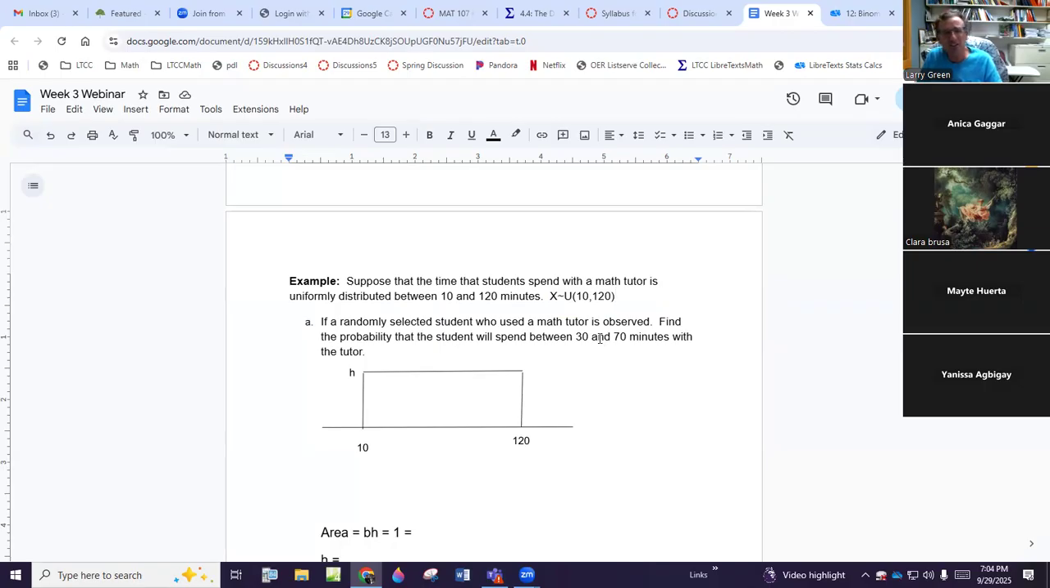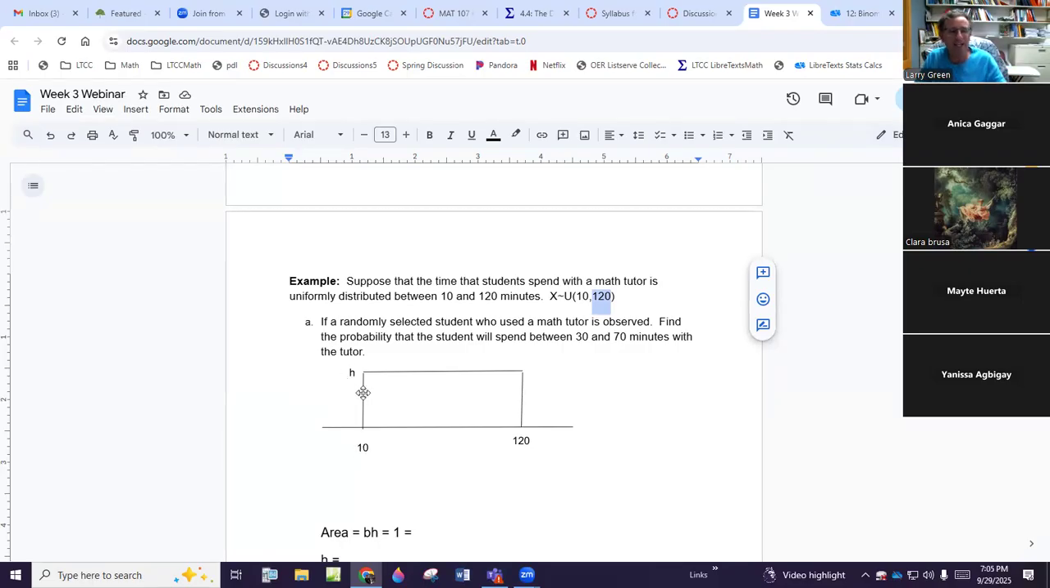Okay, so the first thing you do is you draw a picture. A uniform distribution is a rectangle. So I'm going to draw a rectangle. The low of the rectangle is 10. The high of the rectangle is 120, because the lowest number of minutes that ever get spent is 10 minutes. The highest is 2 hours, or 120 minutes. So that's why I put 10 and 120. Then the rectangle has a height. Most people call the height h. That's standard. Makes sense, right?